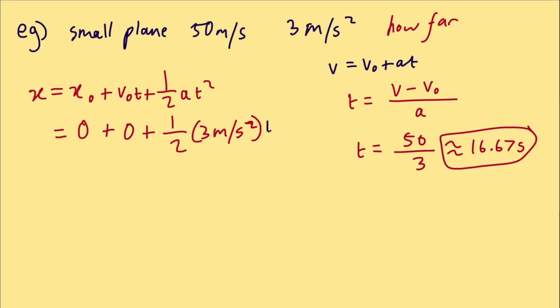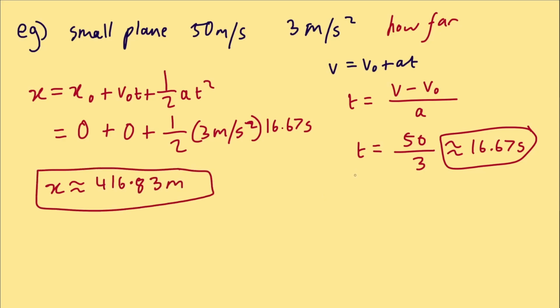Let's plug that in here. So 16.67 seconds. Run the calculations and x comes out to be roughly 416.83 meters. So if you were to design a runway for this airplane, how long would you make it? Well, me personally, I would give it a good 450 meters of space to take off comfortably.